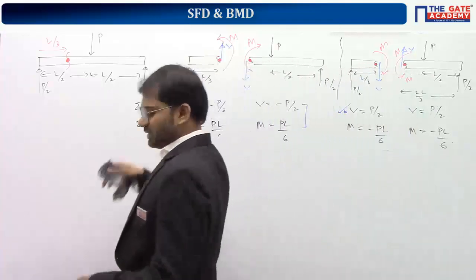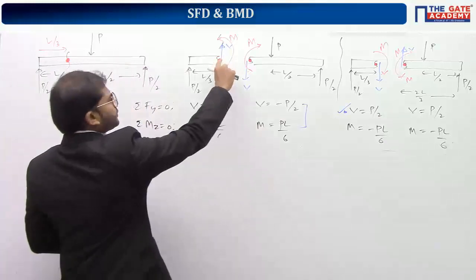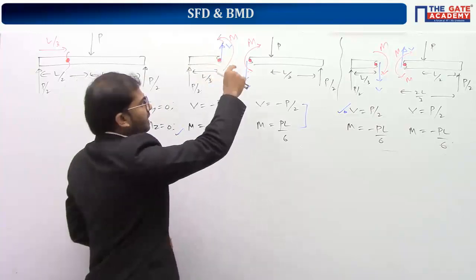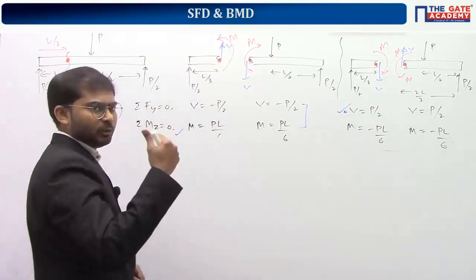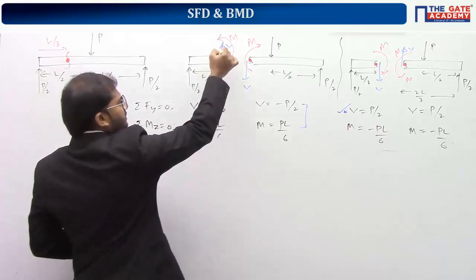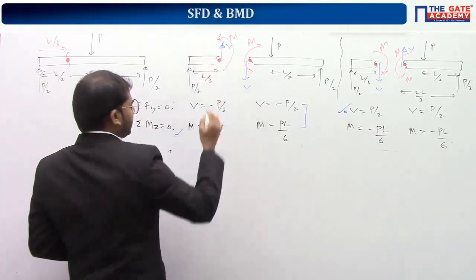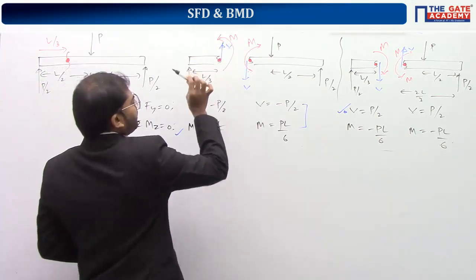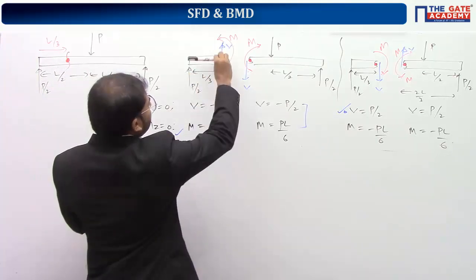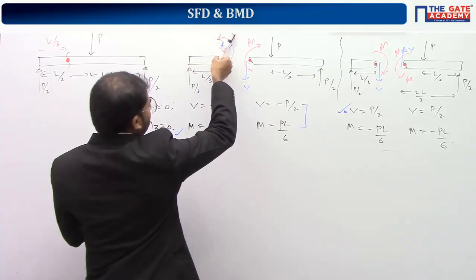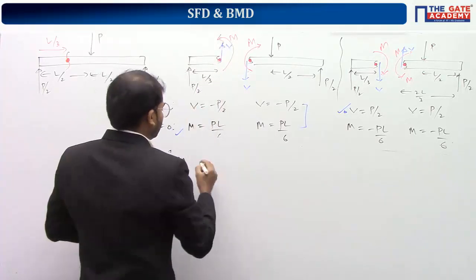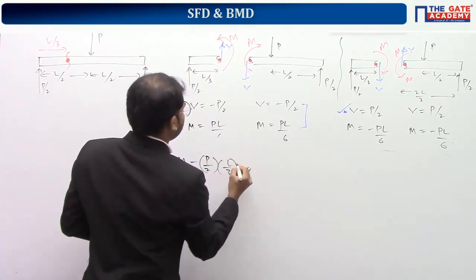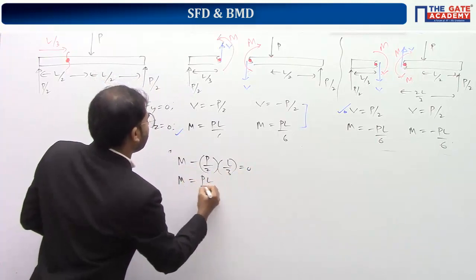Here, if you see this diagram, I'm taking moment about this point. Like I said once again, you can take moment about any point, but taking it about this point will give you the answer fast, and you can remove unnecessary steps. About this point, V is passing through the point, so it will not cause any moment. M is acting anti-clockwise, and anti-clockwise moments we take as positive. P by 2 gives rise to a clockwise moment, so minus P by 2 into L by 3, force into distance. All should add up to 0. M comes out to be PL by 6.